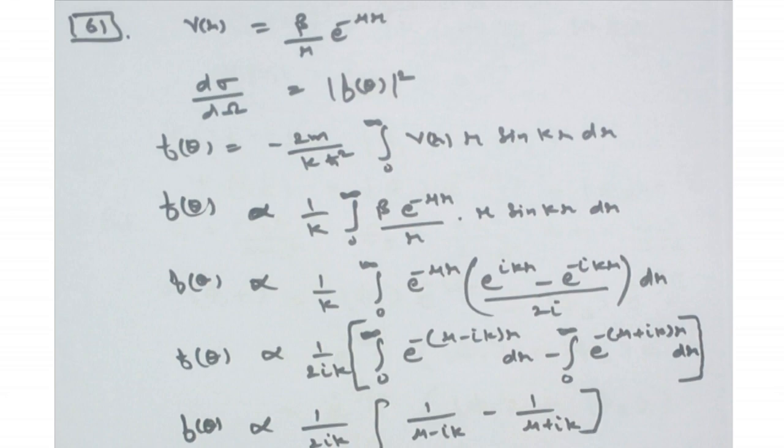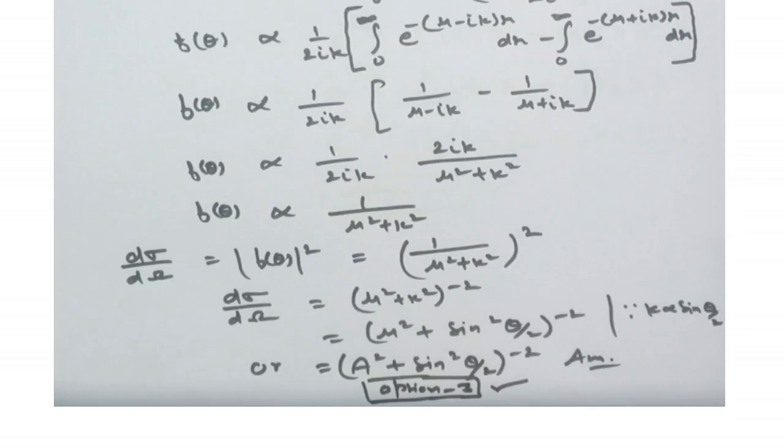Now after solving this integration, we will get f(theta) directly proportional to 1 upon mu square plus k square. So now from this value, the differential scattering cross section will become the whole square of 1 upon mu square plus k square, and it will become (mu square plus k square) whole power minus 2. And now k is directly proportional to sin theta upon 2. So here we can put the value of k, so that will become mu square plus sin square theta upon 2. Now here mu is the constant, and to match with the answer we can write it as (a square plus sin square theta upon 2) raised to power minus 2. So that is the right answer, which is option 3.